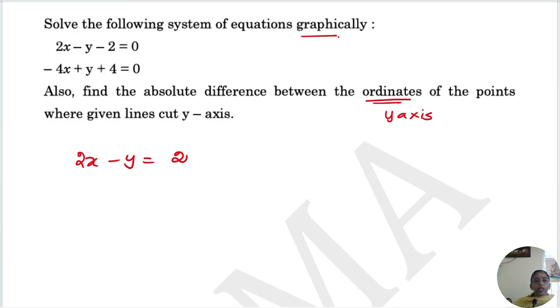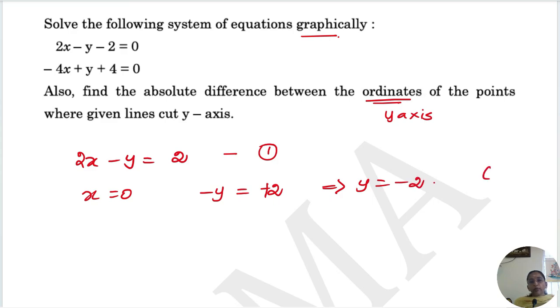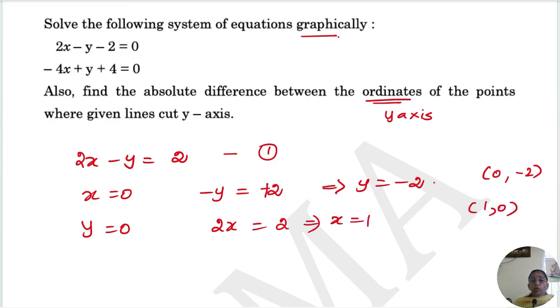For the first equation, if I take x equal to 0, then minus y is equal to 2, so y is equal to minus 2. So our coordinate is (0, -2). And if I take y equal to 0, then 2x is equal to 2 and x is equal to 1. So our point is (1, 0). Draw a line in your graph. Mark these two coordinates and connect them with a straight line with double-sided arrows.